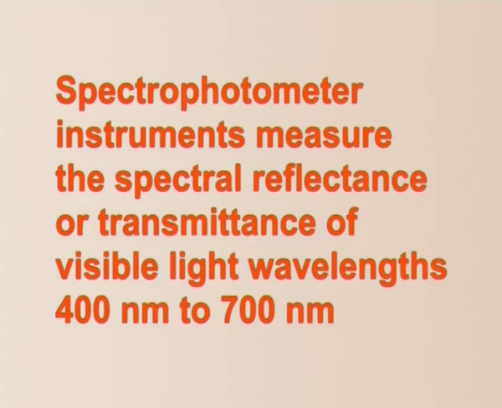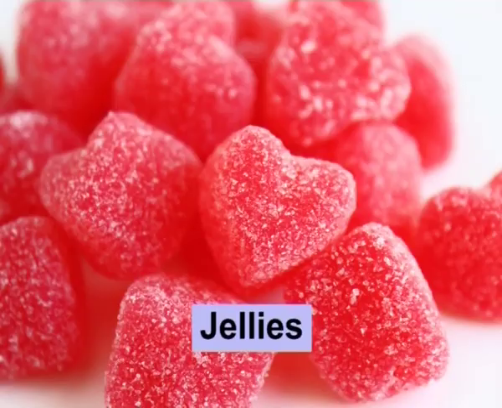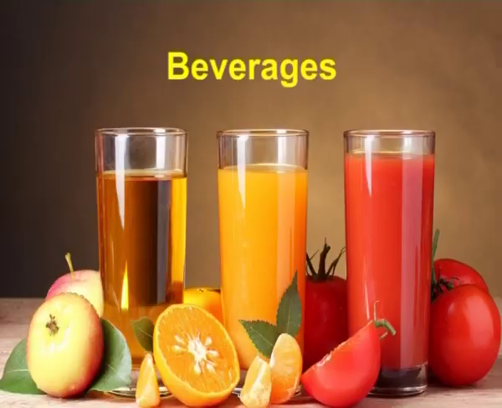Spectrophotometric instruments measure the spectral reflectance or transmittance of visible light wavelengths, 400 nanometer to 700 nanometer. Over the last decades, spectrophotometers have been utilized in the food industries for color standardization and quality control inspection of ingredients prior to use, particularly in jams, jellies, preservatives and beverages.